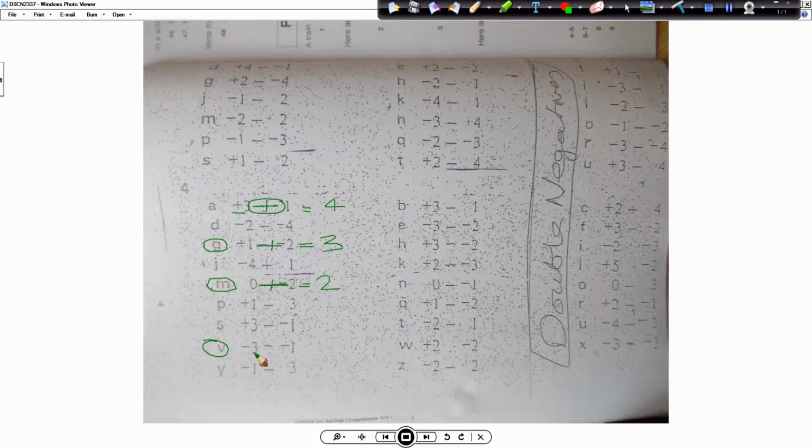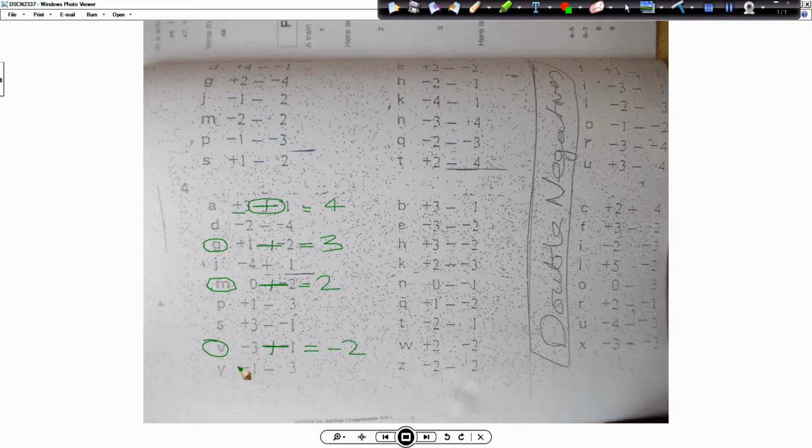Okay, now let's look at question V. You have minus 3, minus 1. Which minuses become a plus? These two. So that minus stays the same. So minus 3 add 1 will give us? Minus 2.